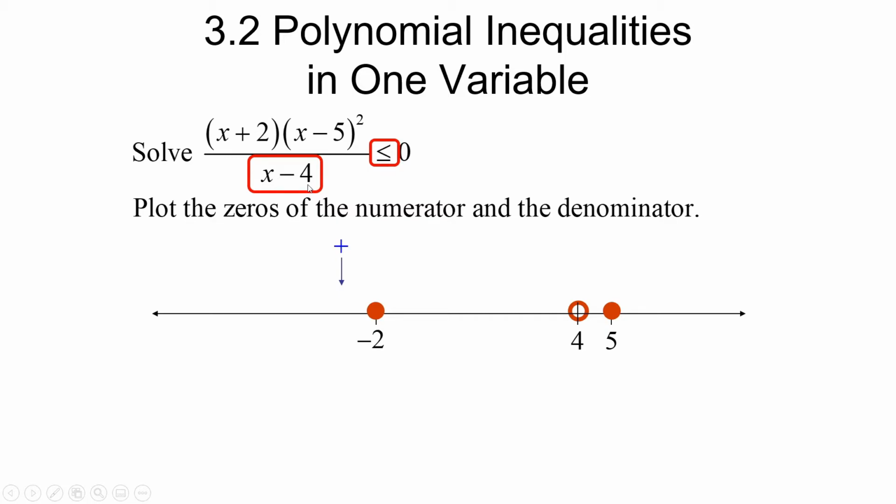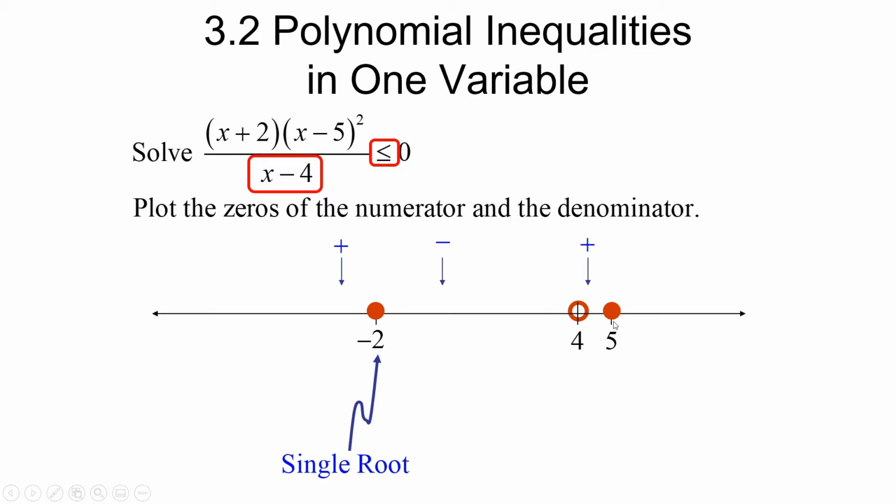There you go. Now, what kind of root is -2? It's a single root, because the factor is x plus 2. So I'm going to have to go from positive to negative. Now, the 4 is not a root, it's a discontinuity. So I have to check either this interval or this interval. So I'm going to go ahead and throw the fraction in there. How about I call that 4.5? 4.5 plus 2, positive. 4.5 minus 5 squared, positive. 4.5 minus 4, also positive. Everything's positive. That's a plus.